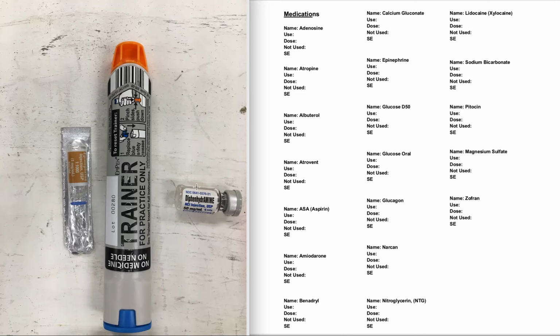We also give Benadryl, diphenhydramine, and Benadryl is an antihistamine. So it blocks and stops the histamine release. The histamine release is what causes a lot of that swelling, redness, and puffiness.